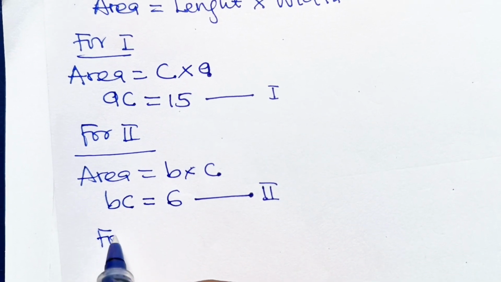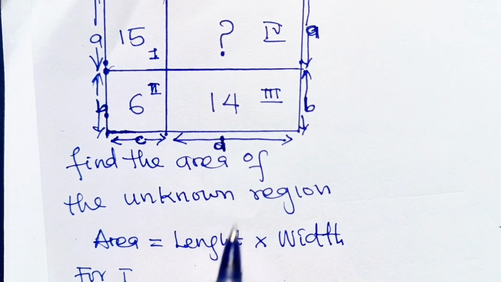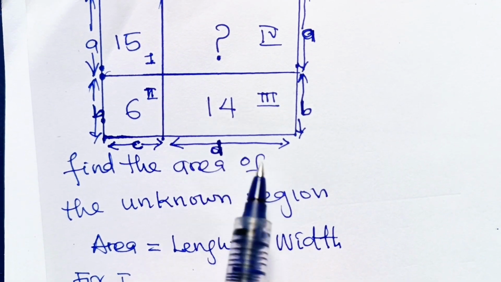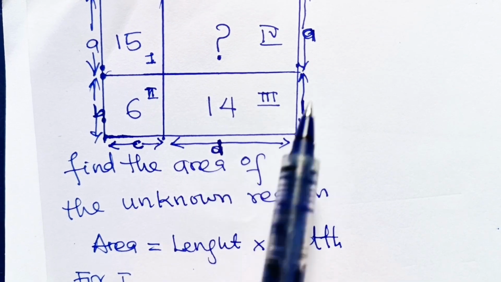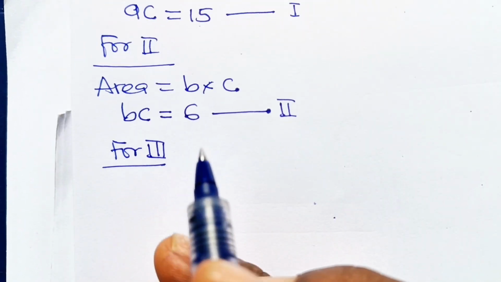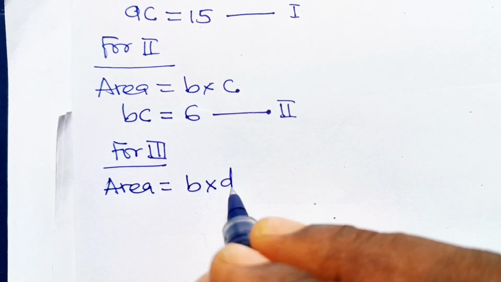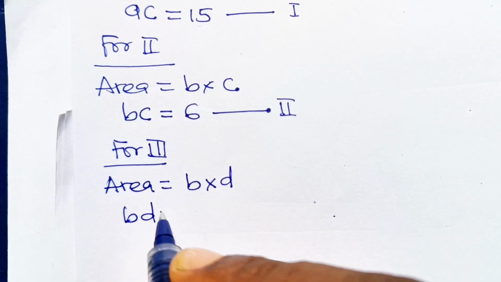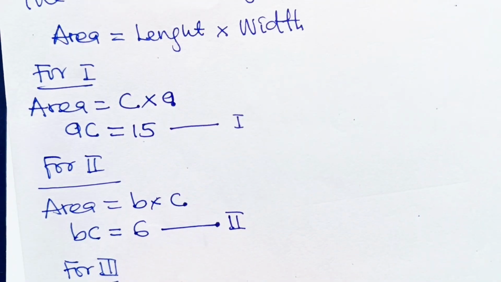Now, for III, the area is length times breadth, right? Now the length is D and the breadth or the width is B. So it's going to be BD, right? So the area is equal to B times D. And B times D is equal to 14, just like we are told.